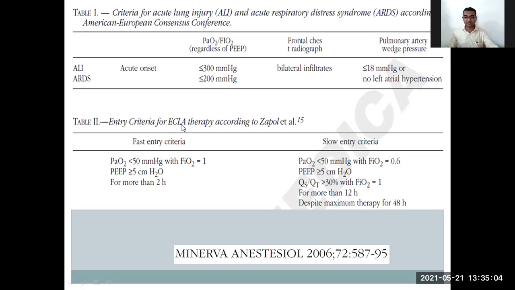What is the entry criteria for ECLA therapy, according to Zapol and Snider? So how can we go for it, when the patient is having this? It is more of a physician-related decision. The PaO2 is less than 50 mm of Hg with FiO2 of 1, PEEP more than 5 cm of H2O for more than 2 hours. You are not maintaining your PaO2 at the level of 60 mm of Hg. With FiO2 of 1, even though you are unable to maintain PaO2 at 60 mm of Hg, it is less than 50. It means you need to go for ECLA therapy.